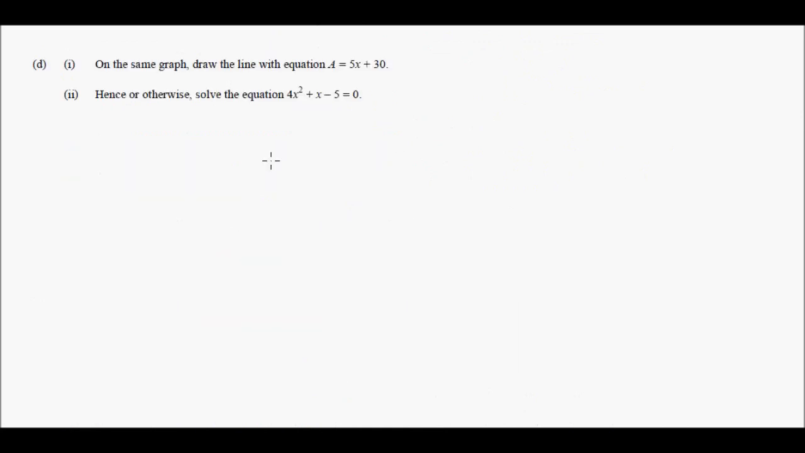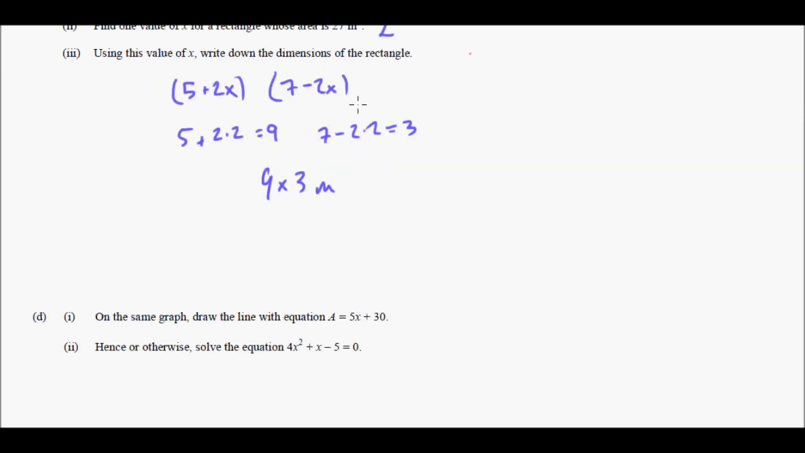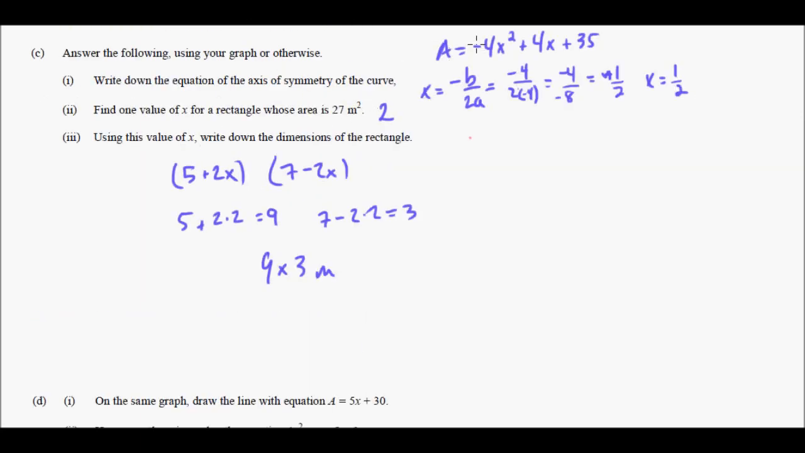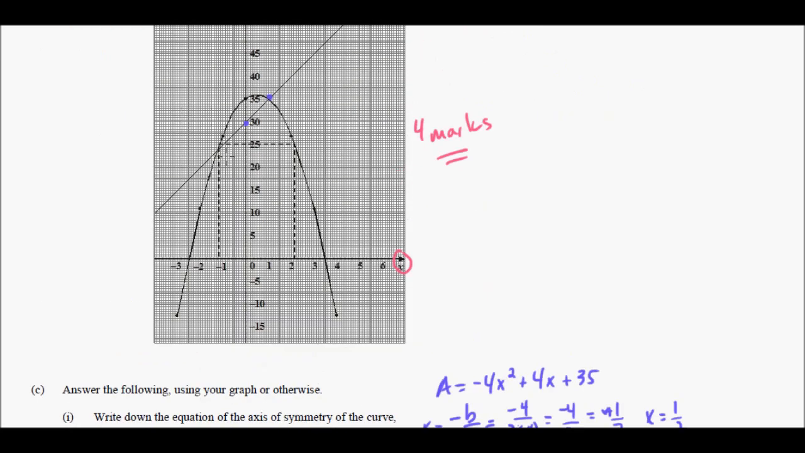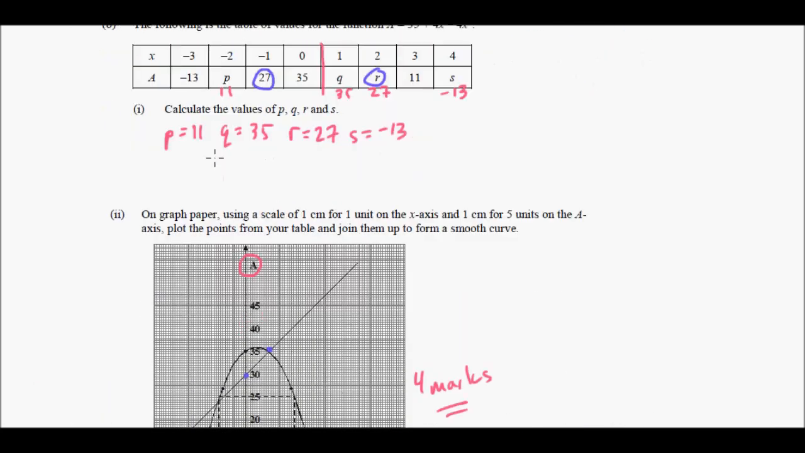Okay. So that's there, and hence or otherwise solve the equation 4x squared minus 4x minus 5. Now, where does this come from? What are they doing? Well, what they did is they made this equation and this equation equal to each other. So they're looking for the solutions. So what we want to do here is solve where the intersections are here. We have 1 and 35, and we have negative 1 and 27.